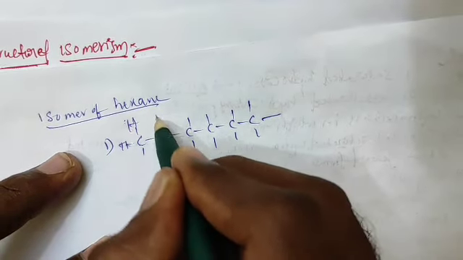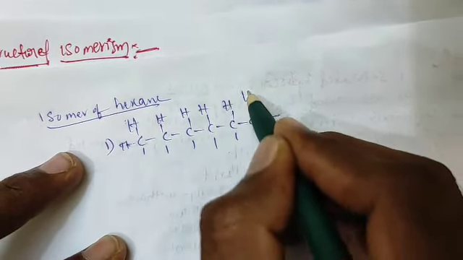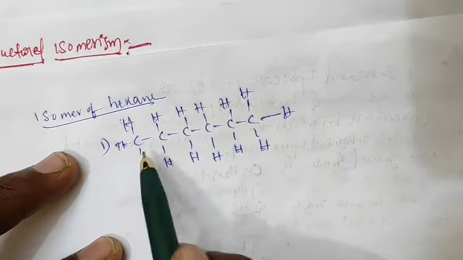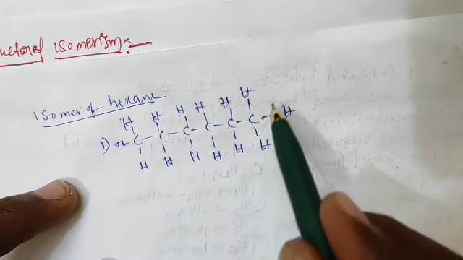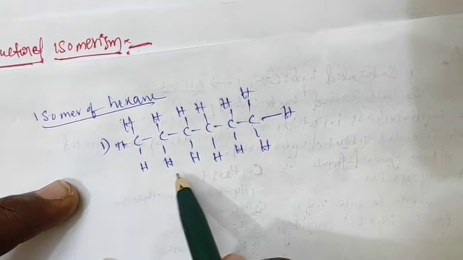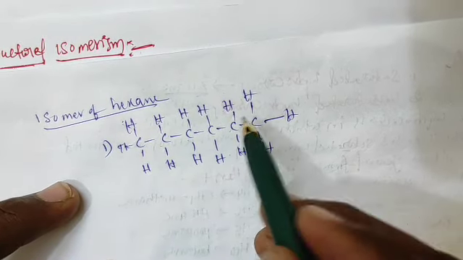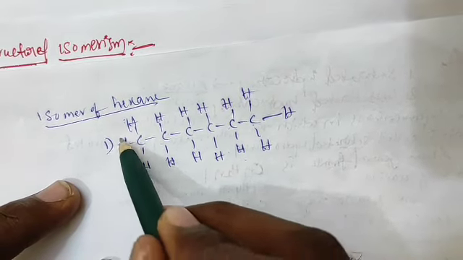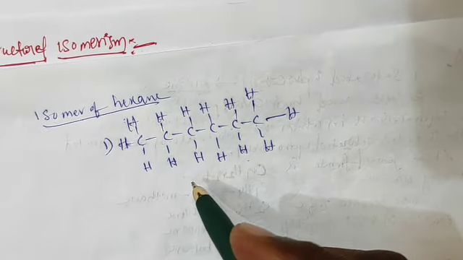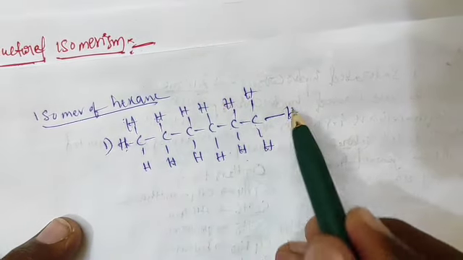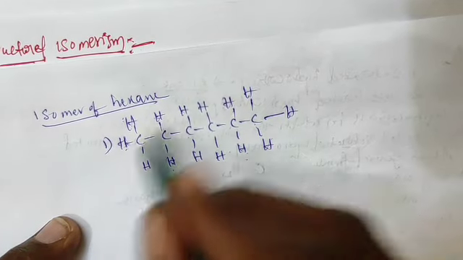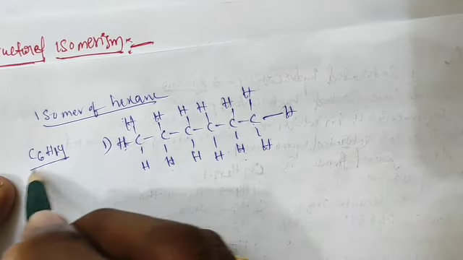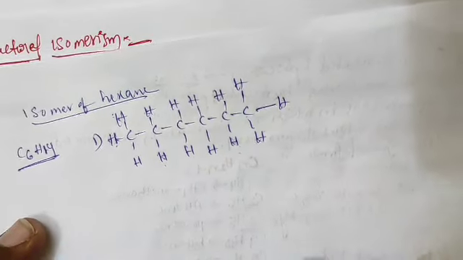So I want to show you like this. Hydrogens are there. How many hydrogens are there? 1, 2, 3, 4, 5, 6 carbon atoms. 3 and 3, 6 hydrogen atoms. 4 plus 4, 8. 6 and 8, 14. 1, 2, 3, 4, 5, 6, 7, 8, 9, 10, 11, 12, 13, 14. So 14 hydrogen atoms: C6H14. This is one possible structure.